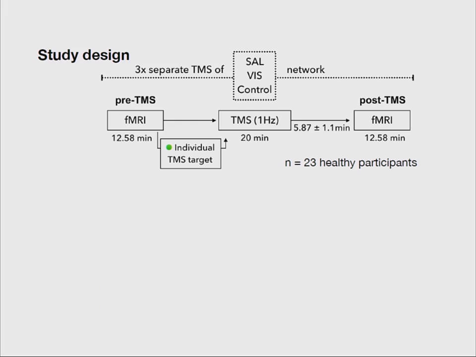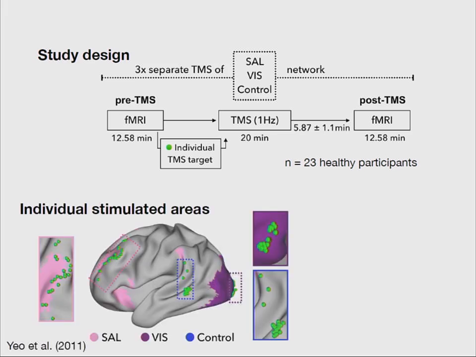To test this hypothesis, we stimulate 3 different brain regions in the same subjects, and we assess the effect of TMS by comparing the pre and post-TMS fMRI. For each participant, we selected the stimulated region based on the resting state fMRI pre-TMS, so it was functionally targeted.